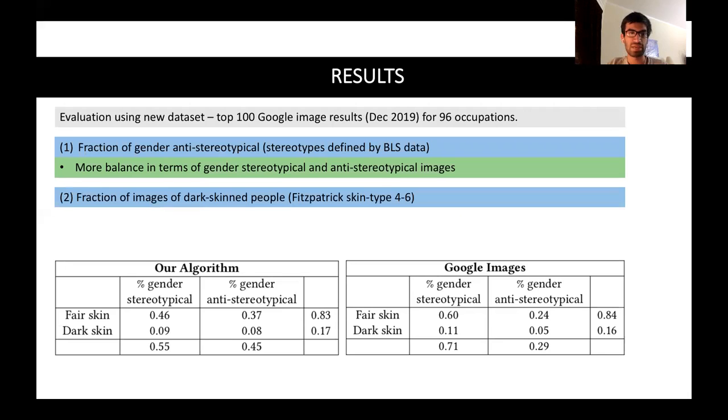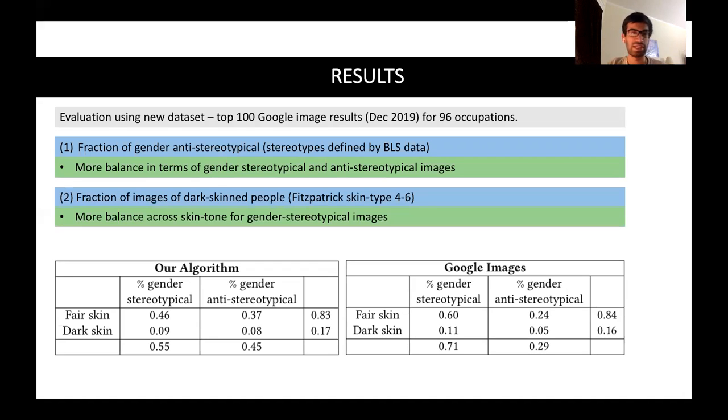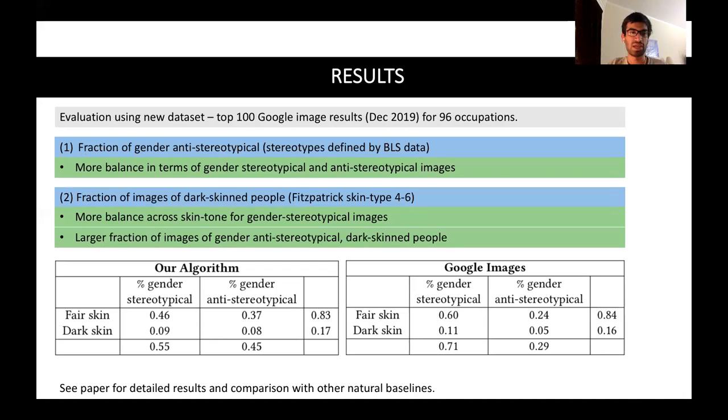The second metric for evaluation is the fraction of images of dark-skinned people, which is defined using the Fitzpatrick skin type 4 to 6. And once again, there is more balance across skin tone for gender stereotypical images. And there is a larger fraction of images of gender anti-stereotypical dark-skinned people in the summary generated by our algorithm.